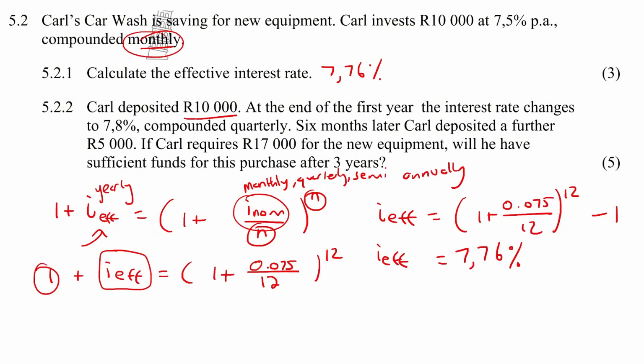Cole deposited 10,000 Rand. At the end of the first year, the interest rate changes to that. 6 months later, he deposits another 5,000 Rand. If Cole requires 17,000, will he have sufficient funds after 3 years?